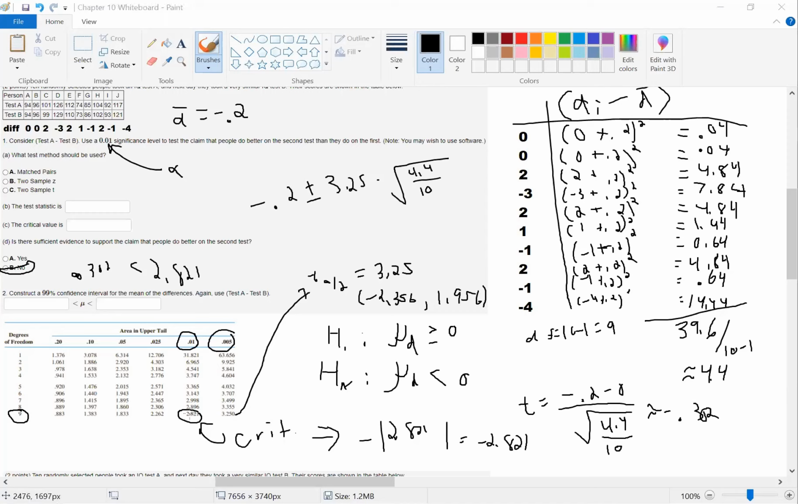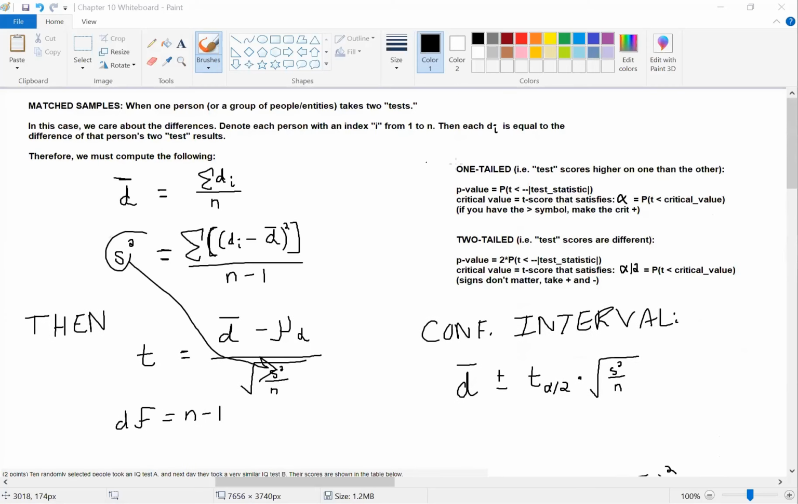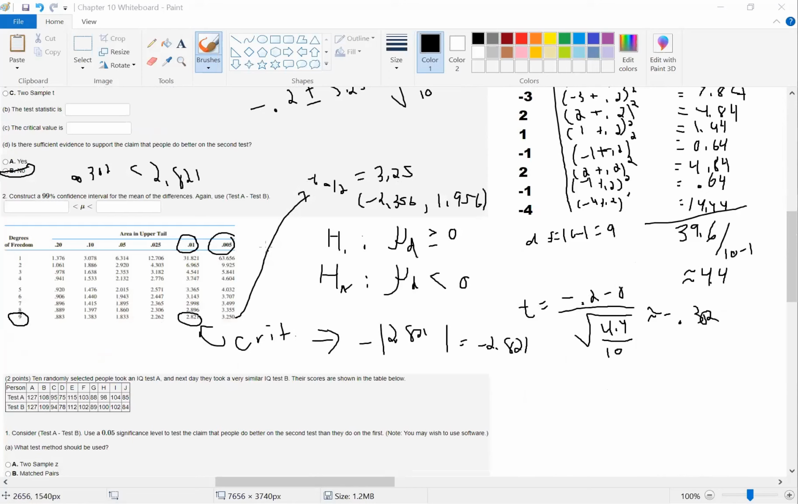This 2.821 is our critical value for the hypothesis test. Since this is one-tailed, as you'll recall from up here, it's the t-score that satisfies alpha is equal to p, t being less than the critical. So we look for 0.01, 9 degrees of freedom, 2.821 satisfies that. The reason why we changed to 3.25 for the confidence interval is because the confidence interval goes in both directions. Confidence interval is always two-tailed.